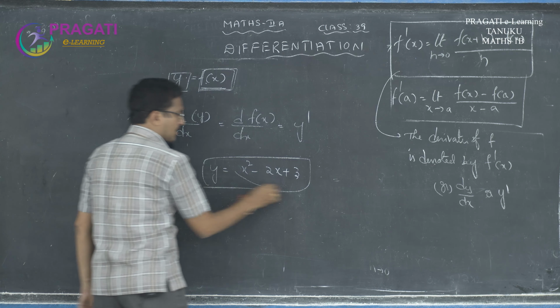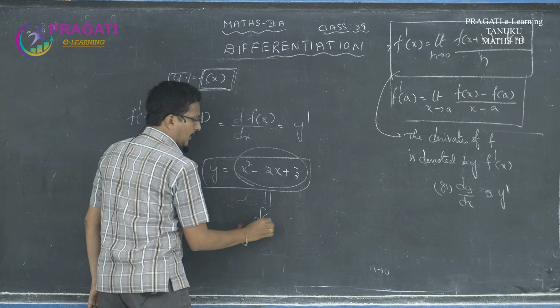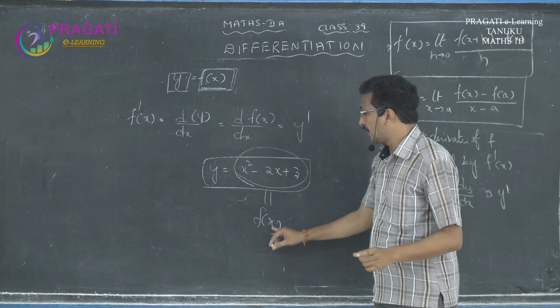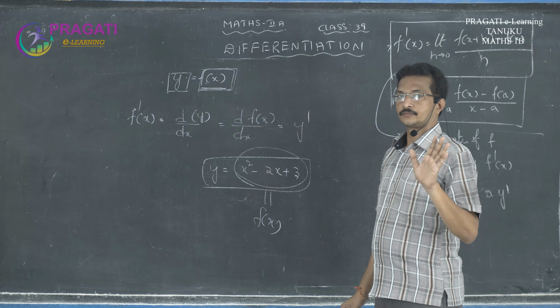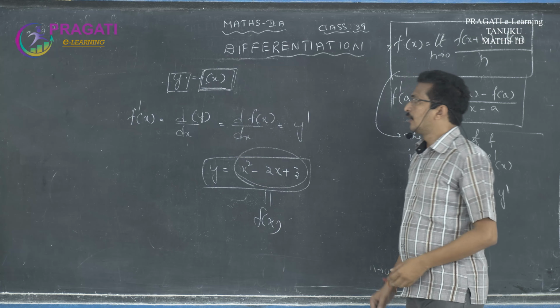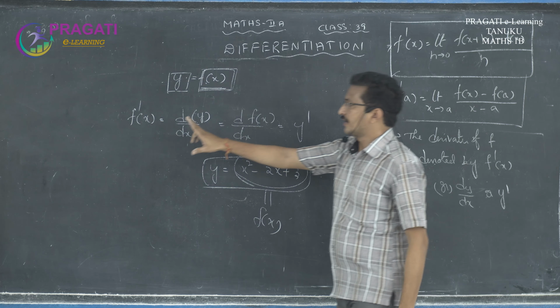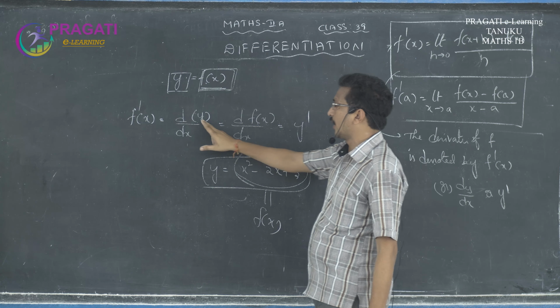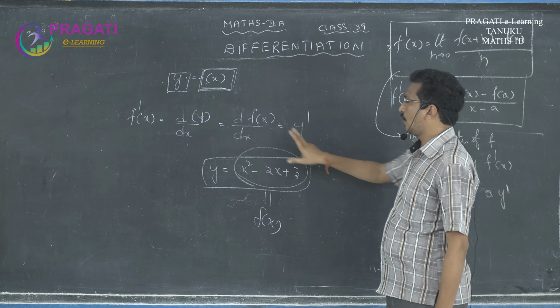So it is a function in terms of x, so it is denoted by f of x. So y is equal to f of x. A function in terms of x is denoted by either f of x or y. And the derivative of the function f of x at x is denoted by either f dash of x or d by dx of y, to be read as d by dx of y, or d by dx of f of x, or y dash.